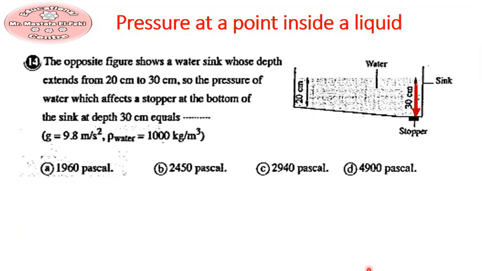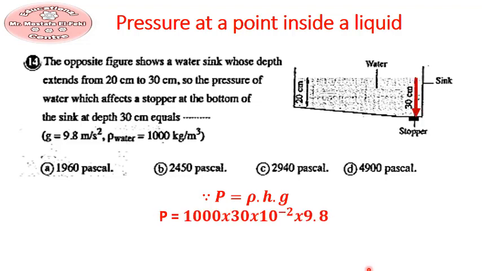The opposite figure shows a water sink whose depth extends from 20 centimeter to 30 centimeter. So the pressure of the water which affects a stopper at the bottom of the sink at the depth of 30 centimeter equal to pressure equal rho h g, and we must convert the height from centimeter to meter times 10 power negative 2, then the pressure is 2940 Pascal.